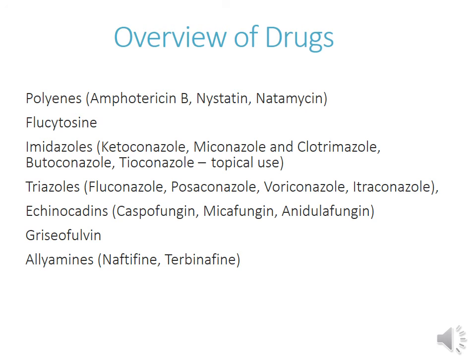So the different classes of drugs that we'll talk about are different groups. The first one is going to be the polyenes. This is going to include things like amphotericin B and nystatin. We'll have flucytosine as an individual one here. We'll have the imidazoles, which includes things like ketoconazole. These are probably going to be the more common ones that you're familiar with. You have triazoles, things like fluconazole, echinocandins, griseofulvin, and then some of your allylamines. We'll talk about each of these individually.